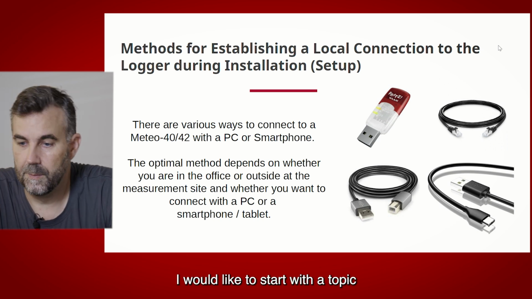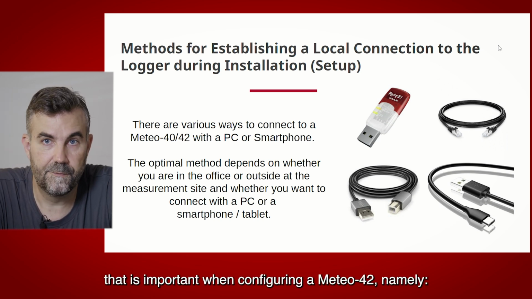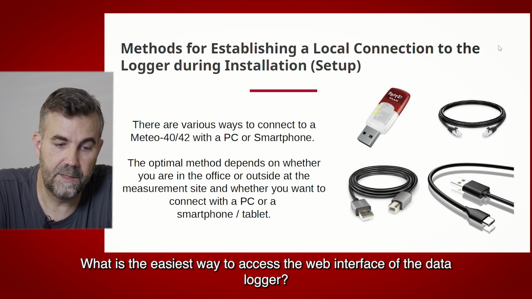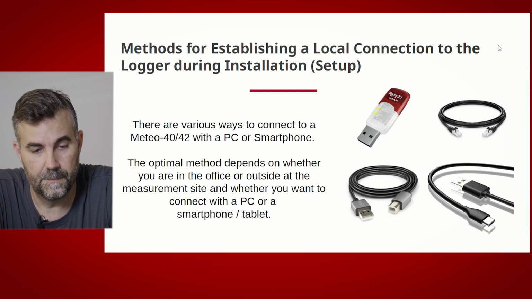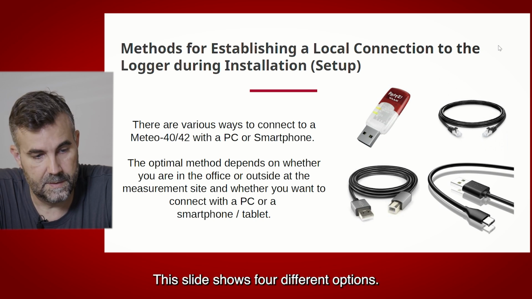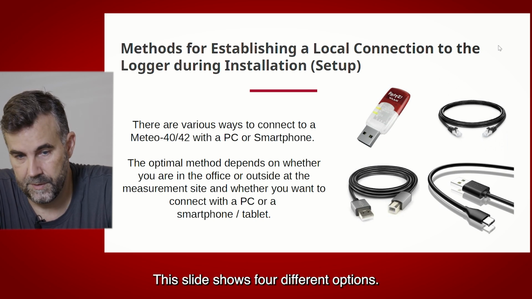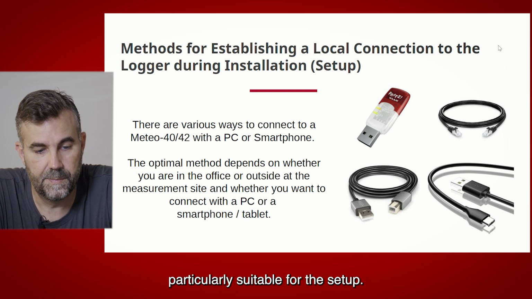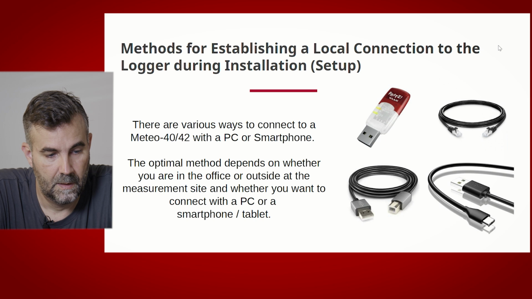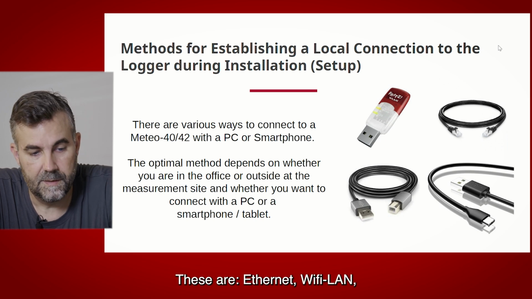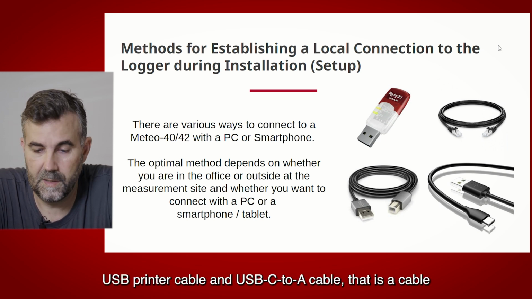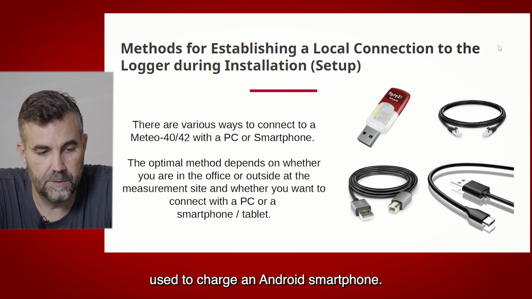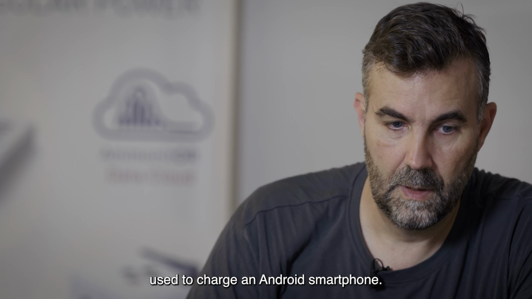I would like to start with a topic that is important when configuring Meteo-42, namely what is the easiest way to access the web interface of the data logger. This slide shows 4 different options. There are more, but these 4 are particularly suitable for the setup. These are Ethernet, Wi-Fi LAN, USB printer cable, and the USB C2A cable. That means it is a cable used to charge an Android smartphone.